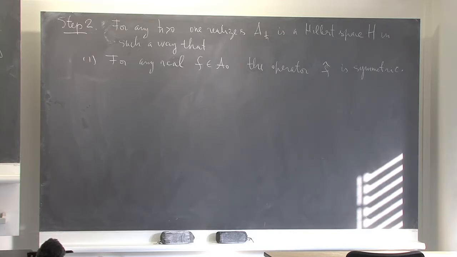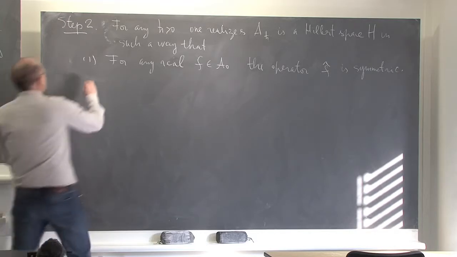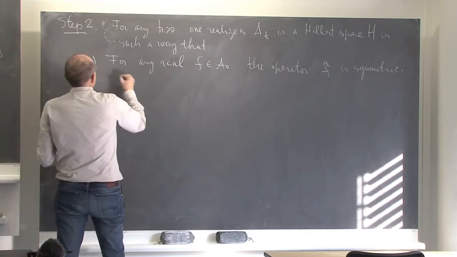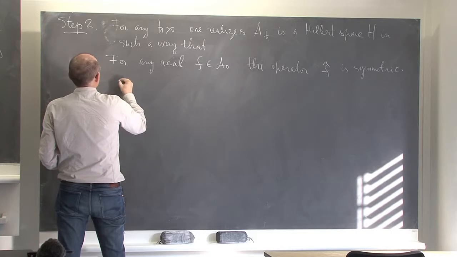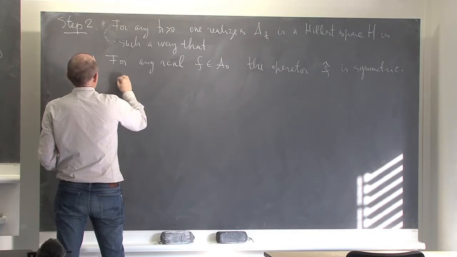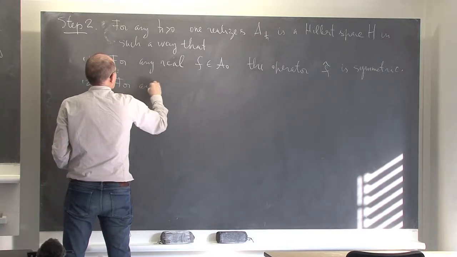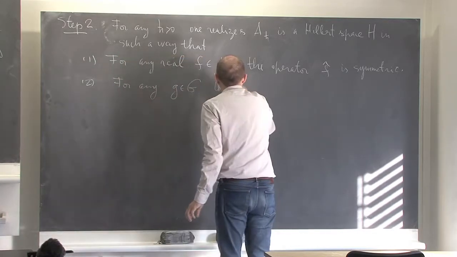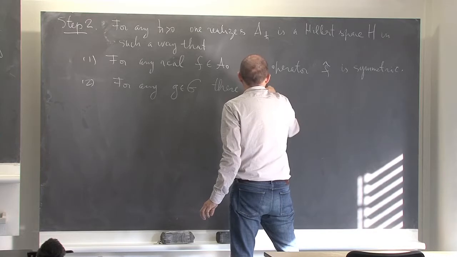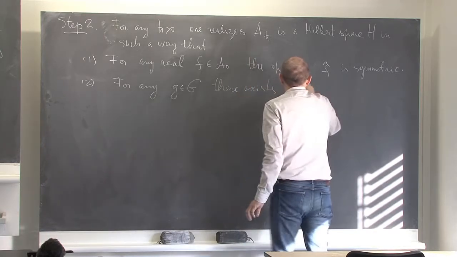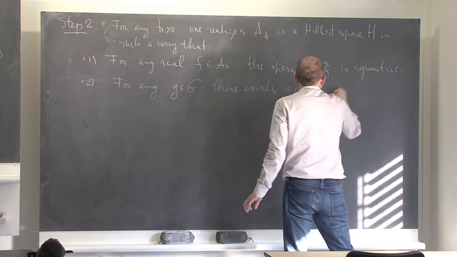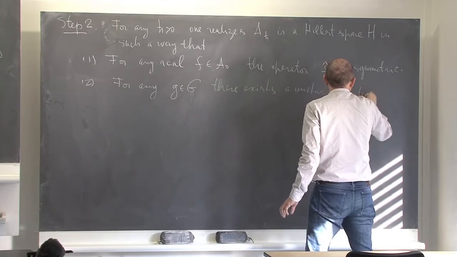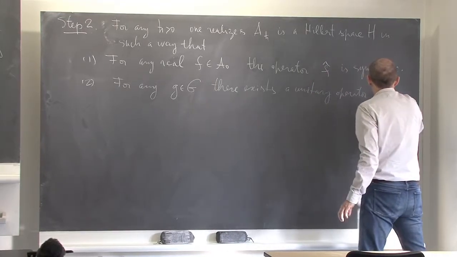Okay, and then the second thing concerns the symplectomorphisms. For any G in G, there exists a unitary operator G hat.